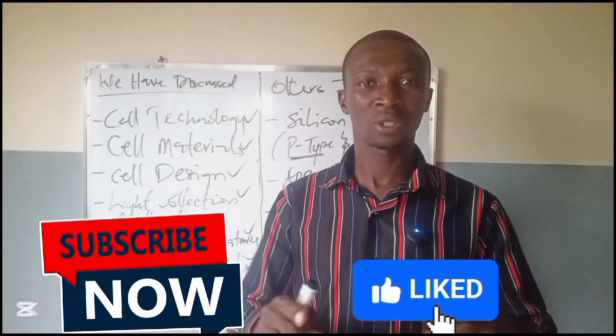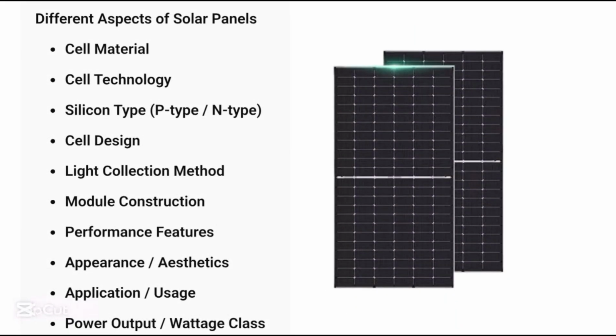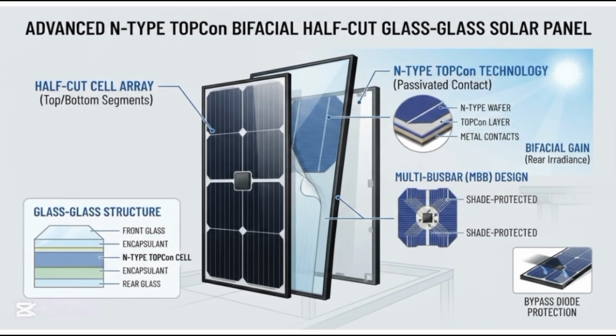Now stick with us as we conclude. Once these different contexts are understood, the confusion disappears. A modern premium solar panel can accurately be described as monocrystalline N-type, TOPCon, half-cut, bifacial, shade-protected, multi-busbar, and glass-glass all at the same time. Each term describes a different characteristic of the same module rather than contradicting the others.